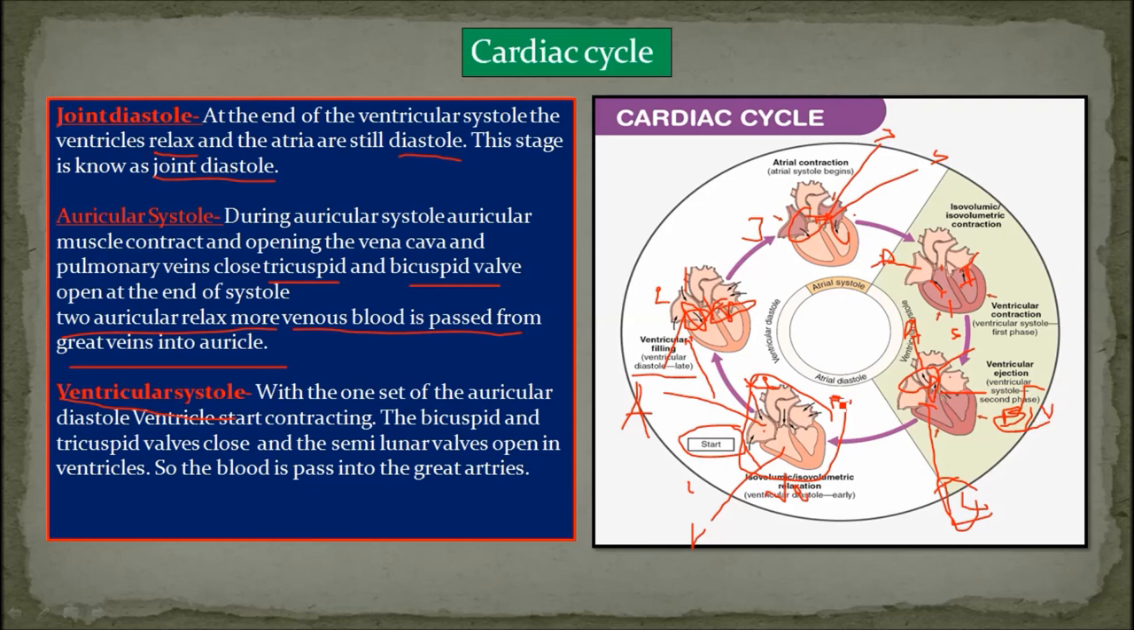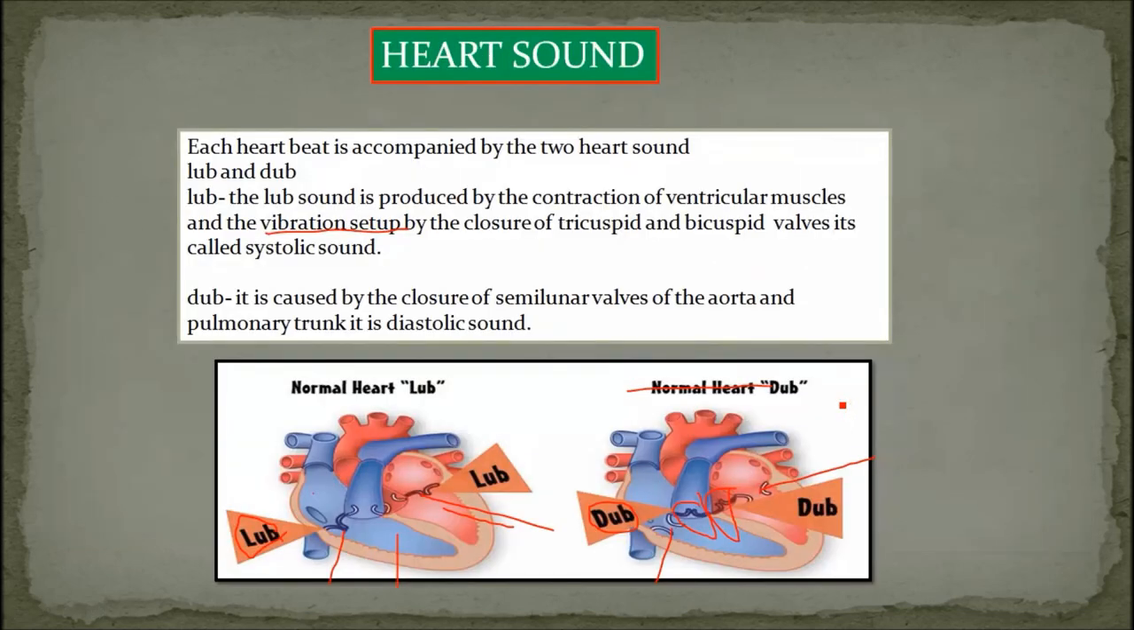Clear? In the next topic we learned the heart sounds, lub and dub. These are the two sounds produced by the closing of the valves. First, the tricuspid and bicuspid valves close and the semilunars open, that is the lub. And when the semilunars close and the bicuspid and tricuspid open, that is the dub. So these are the two sounds produced.